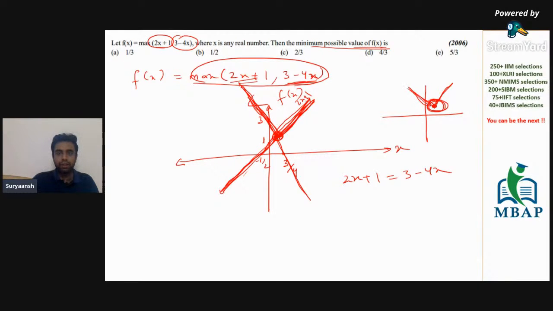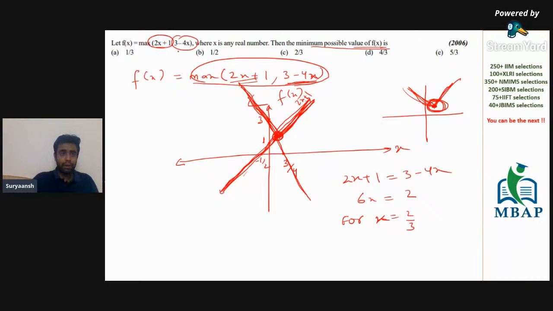Before the intersection point, 3 minus 4x is the maximum. After the intersection point, 2x plus 1 is the maximum. Alright, so the minimum point is the intersection point. So we'll find the intersection point. 6x will be equal to 2, so x comes out to be 2 by 3. So for x equal to 2 by 3, we will get the minimum value of f(x).